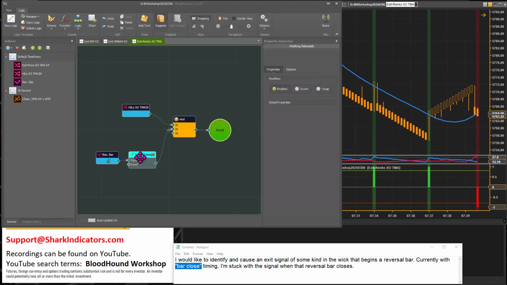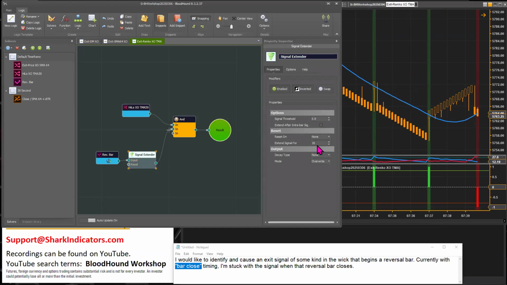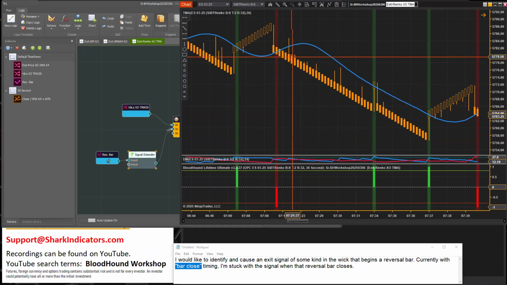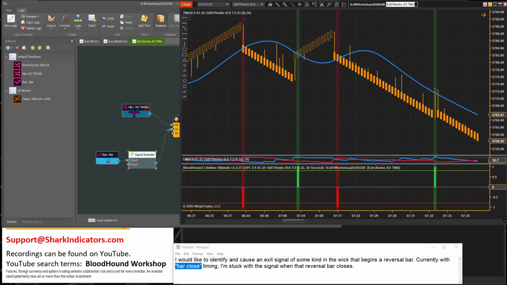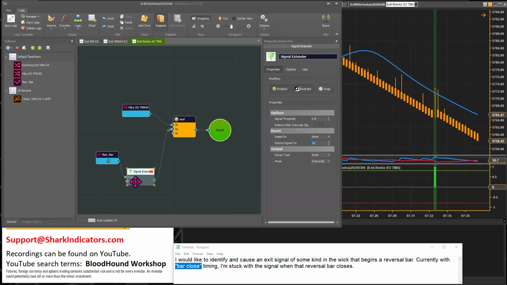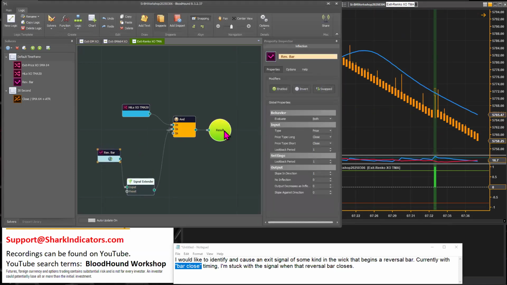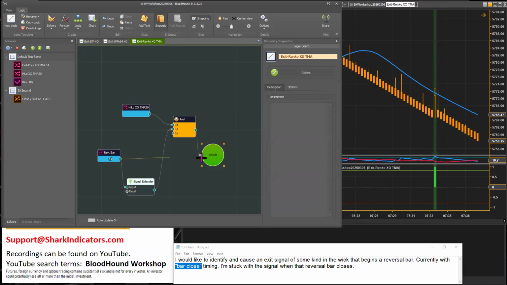And again, remember, I have the signal extender working to block for 10 bars there. Yeah, that one was blocked. So there we go. So again, the way we're using the signal extender to block these early exit signals is we're identifying the reversal bar.